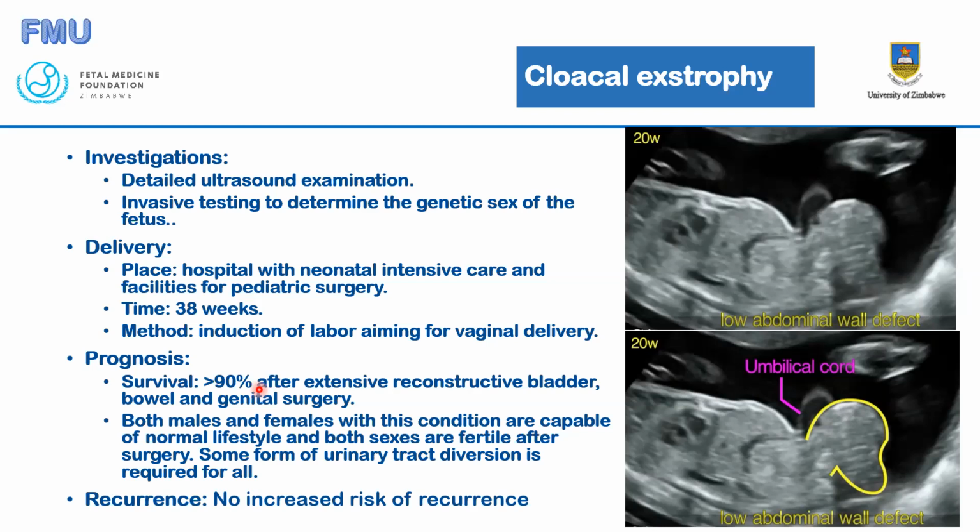So this is an extensive form of surgery we are describing. Both males and females with this condition are capable of a normal lifestyle, and both sexes are fertile. Some form of urinary tract diversion is required for all. No increased risk of recurrence. So I'm done with the anterior abdominal wall defects. What I've just done is I've taken it through gastroschisis, exomphalos, body stalk anomaly, bladder exstrophy, and cloacal exstrophy.